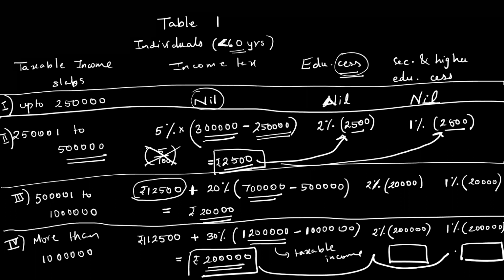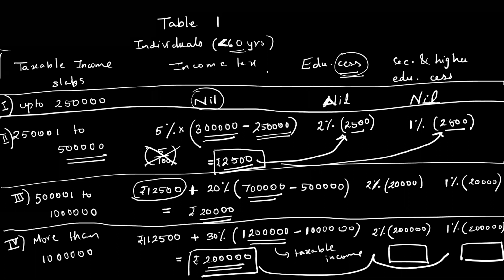Tell me, who is this table for? Who is this whole table for? Sir, individual of age less than 60 years. So do you come in that or not? Yes sir, I do. So you are less than 60 years. Okay. Next, we'll also look at one more table.